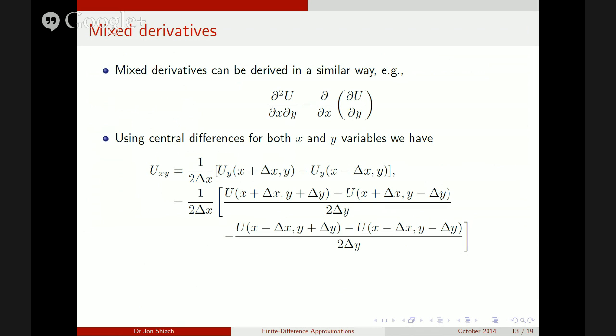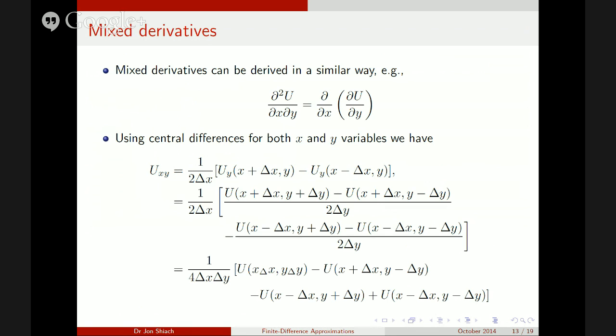If I do some tidying up of the algebra, that's what we get. So we've got 1 over 4 delta x times delta y, if I multiply all the bottom together. And you've got essentially the corners. Slight typo there. I don't know what's happened there, but it should be okay in your notes. So essentially you've got the 4 corners. So you can derive mixed derivatives using this method as well.